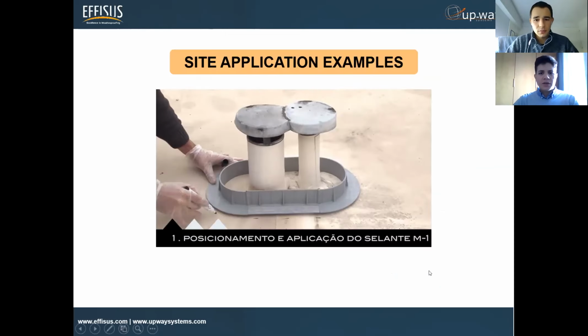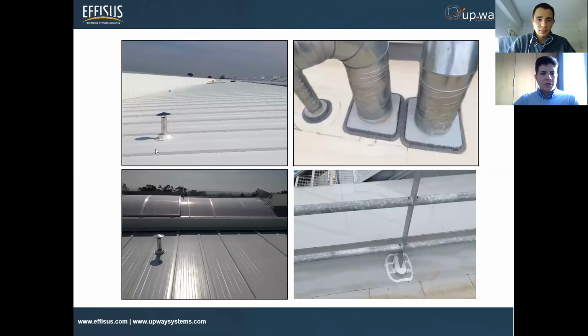So here are just a couple examples of applications that we have for this product. Again, you see here many different typologies of roof configurations, all this type of piping and crossing. And again, you can fit pretty much any configuration you want.